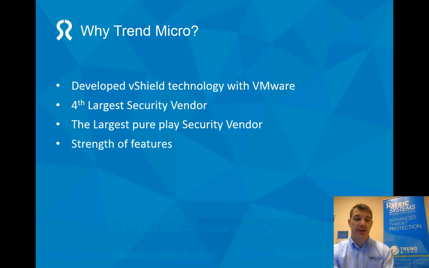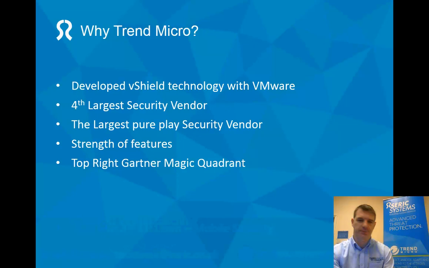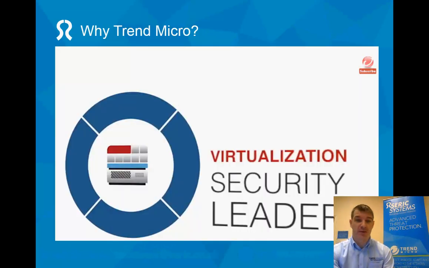Strength of features, this is probably a bit more of a personal one for me. We'll go on and show you all the different tools that they've got. Top right, Gartner Magic Quadrant. Moving on a little bit more, why Trend Micro? Very much as we've just said, they are the leader in developing with VMware. Who better to handle your security for VMware than the people who designed it with VMware?